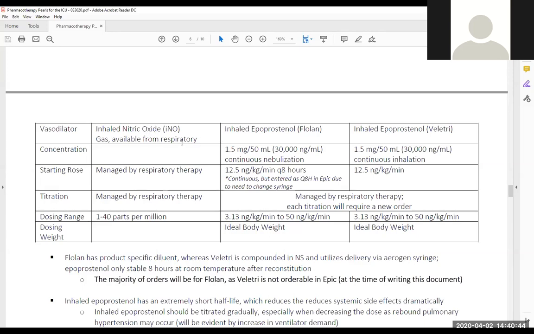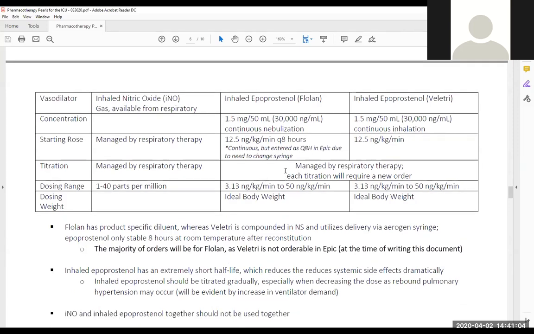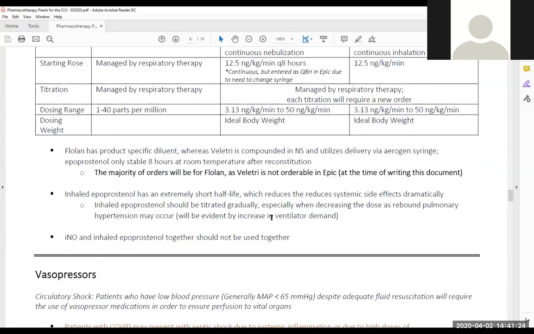But what you also might see as well are inhaled epoprostenol, either the Flolan or the Velitri. As far as I know, the Flolan is the one that we've been using most commonly. It's a continuous nebulization, but it's entered as Q8 in EPIC, just one thing to look out for. These medications are also dosed on ideal body weight, and stability is a big issue with these medications, so just something to consider when you see an order coming through when you're thinking about operationalizing these medications. And one thing to also highlight is that inhaled nitric oxide and these inhaled prostacyclins shouldn't be used together.